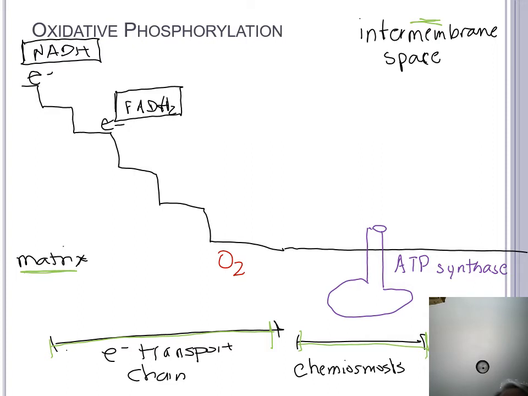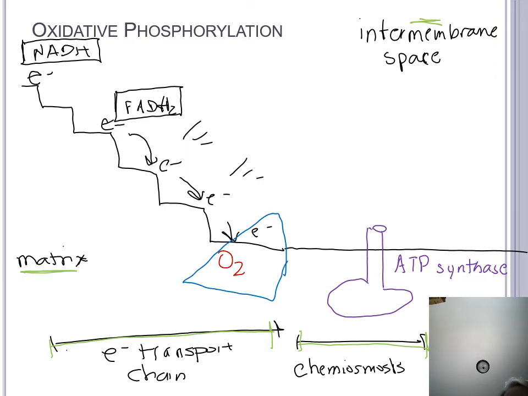As these electrons are dropped on the electron transport chain, they will begin to fall down the chain. As they fall, poof, they give off some energy. The electron falls and poof, it gives off some energy, and those electrons continue to fall all the way until they get to the bottom. When those electrons combine with oxygen, they'll be added to some protons, or hydrogen ions, to form water. That process right there, that's the electron transport chain.